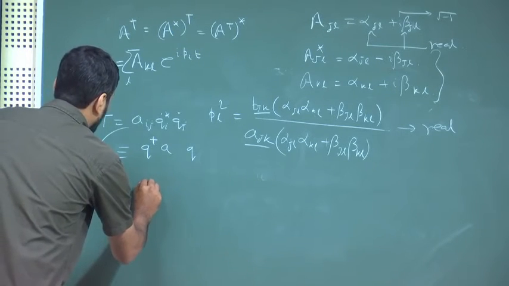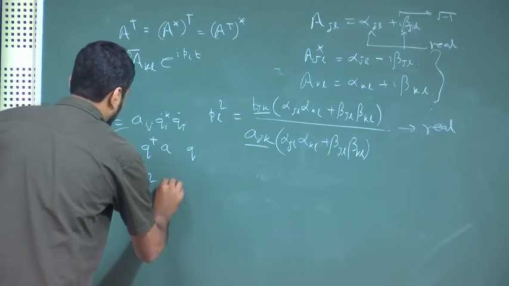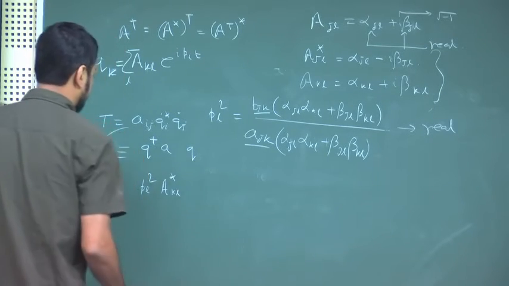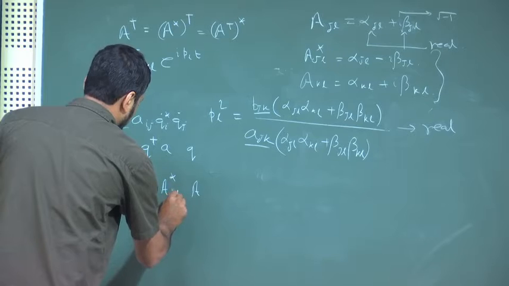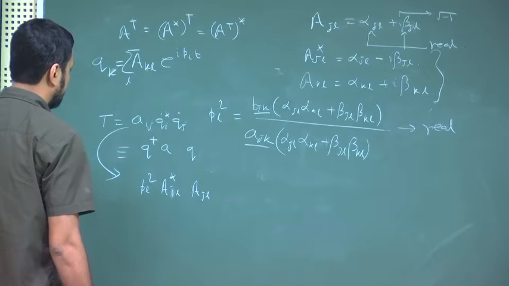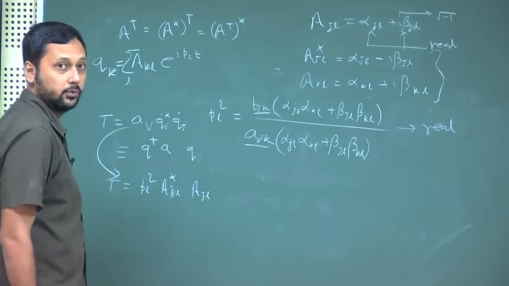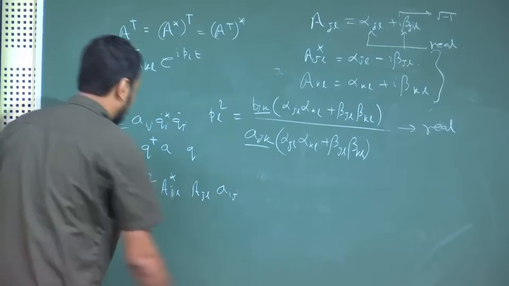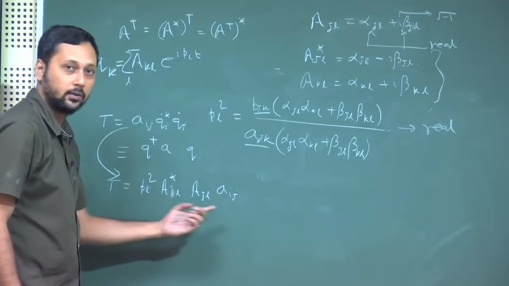sum over l, pl square, Aki l star, sorry, Ail star, Ajl, and that is it. So, T will be equal to this. Oh, of course, there is an Aij, totally forgot. And so, that means the summation is implemented over i and j and l, all three indices, right.